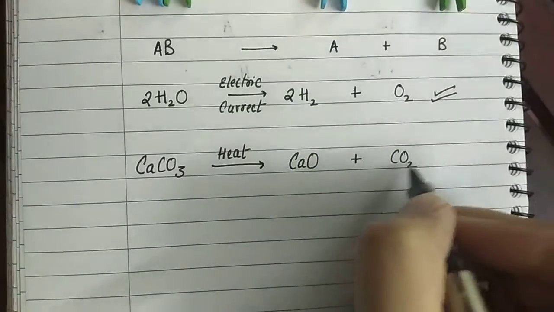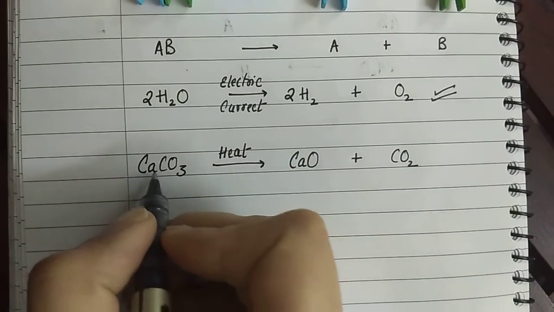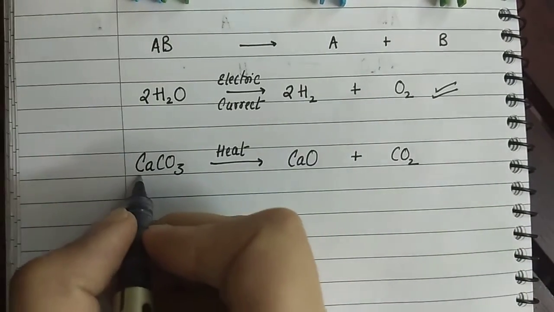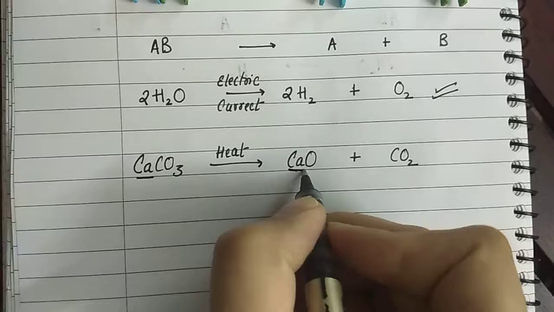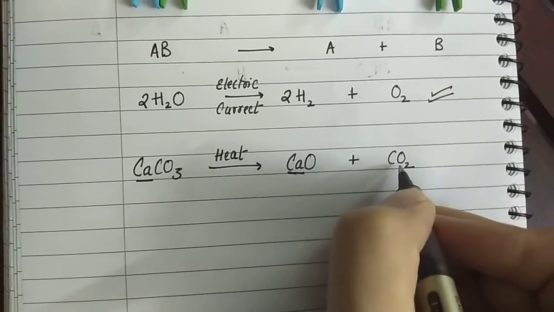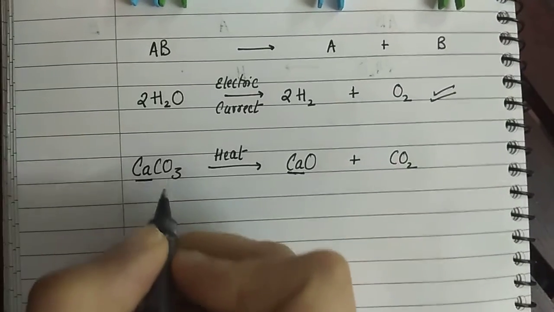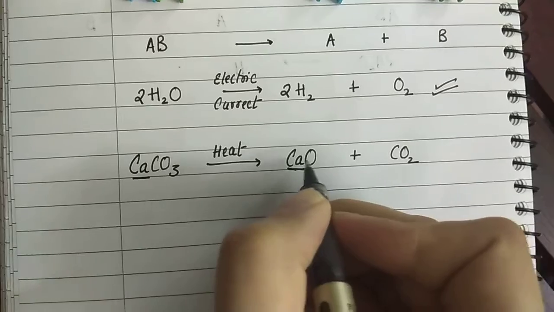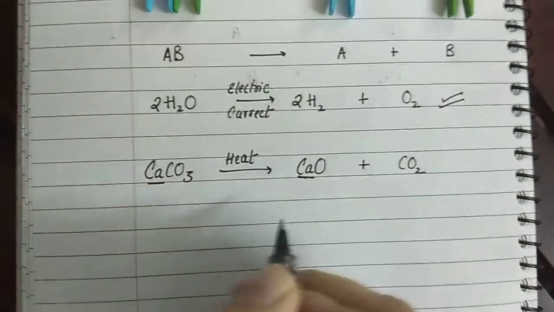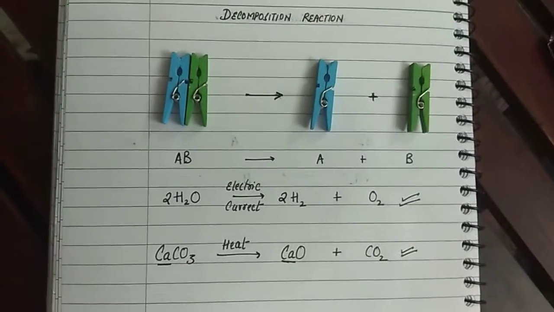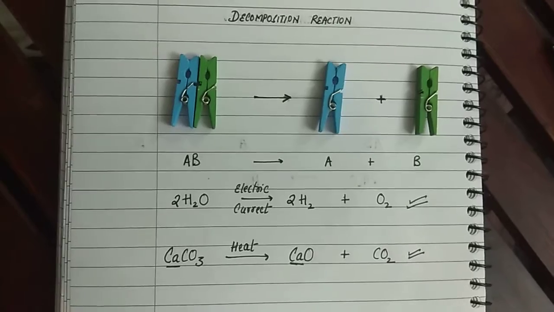So let us see whether this equation is balanced or not. 1 calcium atom on the left, 1 calcium atom on the right. 1 carbon on the left, 1 carbon on the right. Oxygen, 3 oxygens on the left, and on the right I have 2 plus 1, 3 oxygens again. So this equation is already balanced. So what we saw was that decomposition reaction is just the opposite of combination reaction.